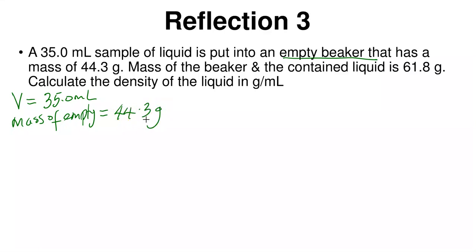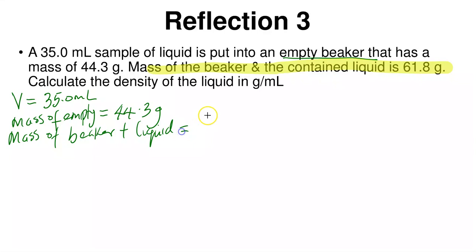It now says the mass of beaker and the containing liquid. So when the liquid was put into the beaker, it was weighed again. The mass came up to 61.8. So here I'm going to say mass of beaker plus liquid. That gave me 61.8 grams. Then remember, density itself simply means the mass of the object over the volume of the object, not the mass within the mass of objects. It has to be individual.